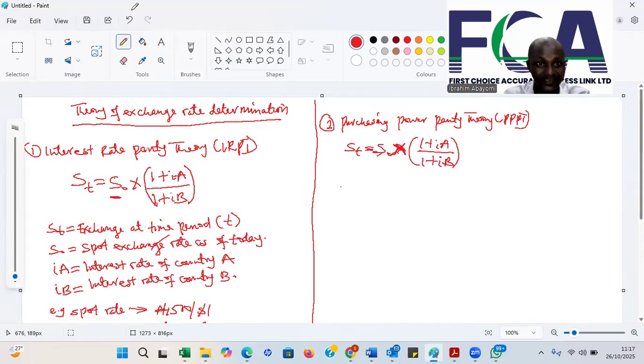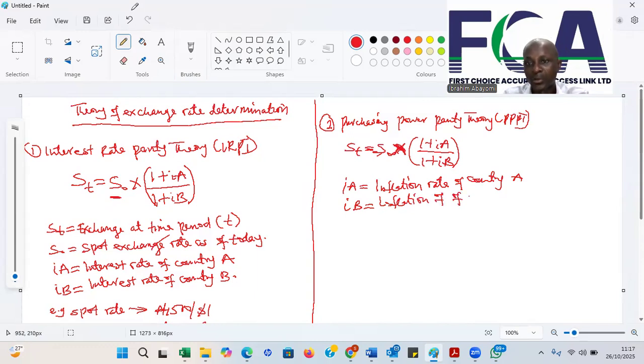So here, ST, like we have it before, is the exchange rate at time T, and the spot exchange rate is S0. IA is the inflation rate of country A, while IB is the inflation rate of country B.